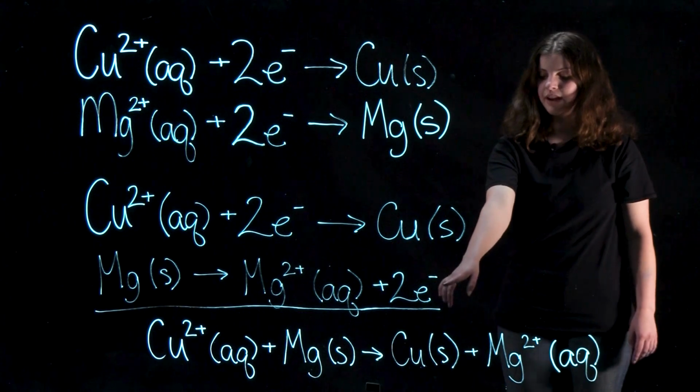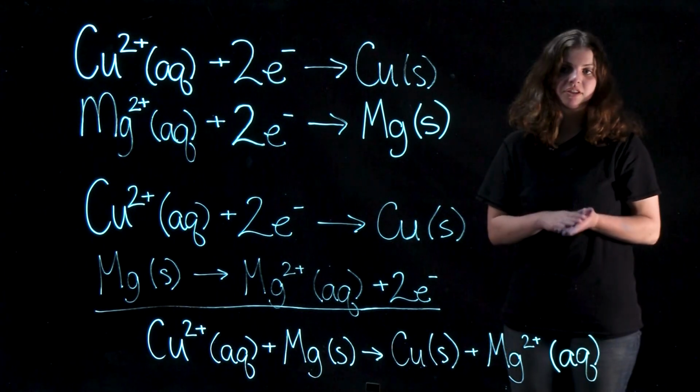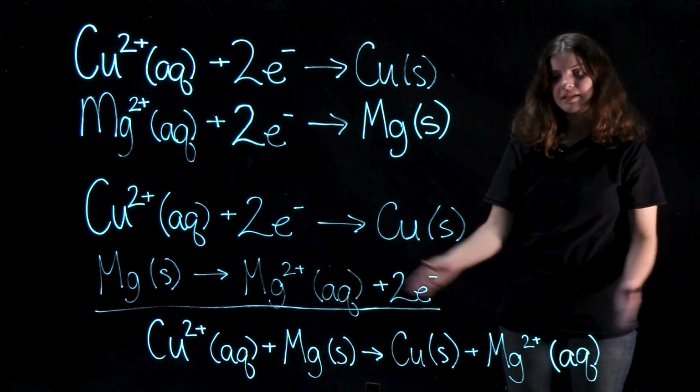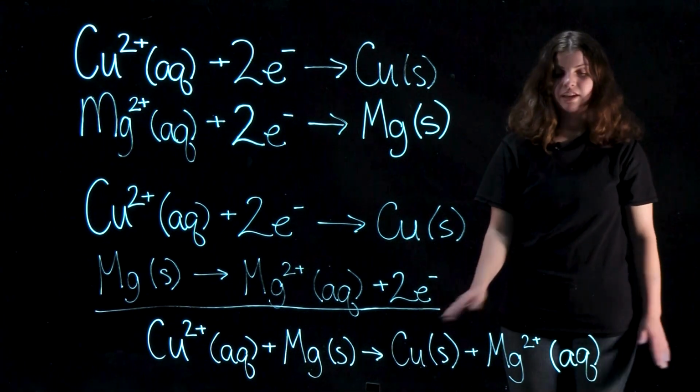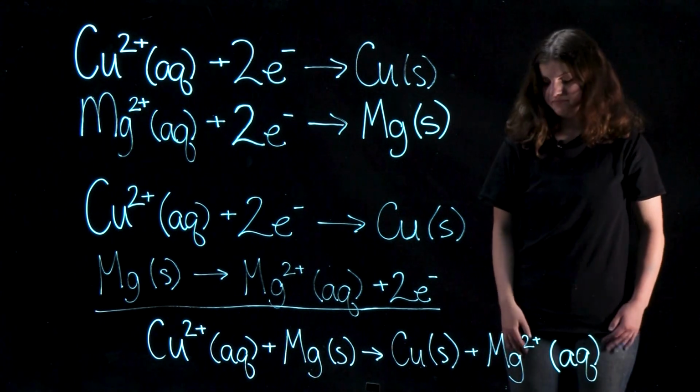And also notice that our electrons cancel out on either side. You always want to make sure that your electrons cancel when you're writing these equations. And if they don't, then you've done something wrong and you have to go back and figure out what that was and fix it.